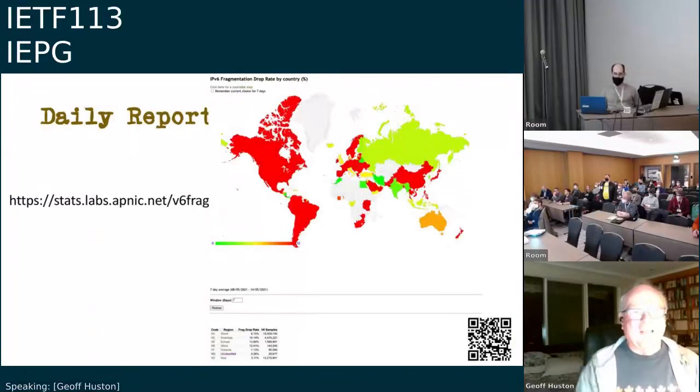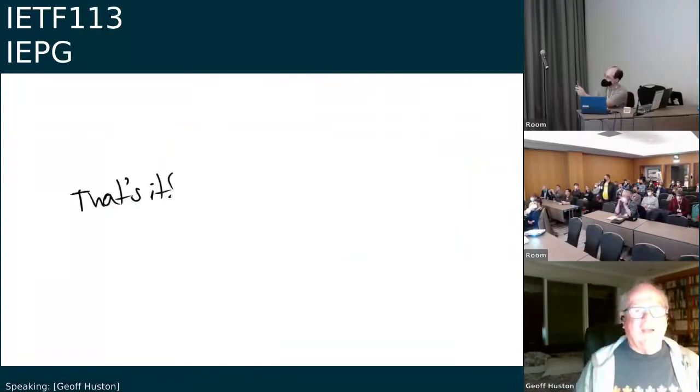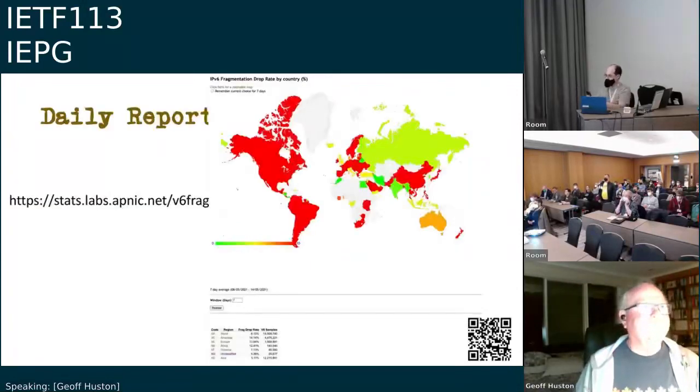And if you want to see the current numbers, we're doing about 6 to 7 million samples a day across the planet. That QR code will take you to this URL. This URL generates a daily report, and it actually looks at the state of fragmentation headers all the time. And I am done. Thank you. Back to you.